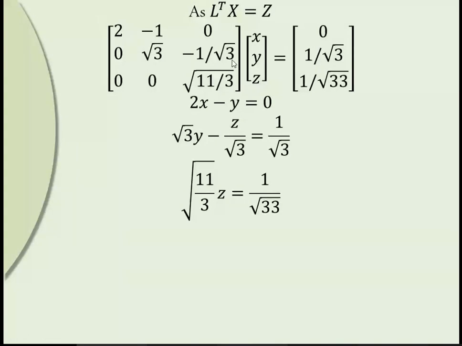x minus y plus 0z equal to 0, 0x plus root 3 y minus 1 by root 3 z equal to 1 by root 3, 0 into x plus 0 into y plus root 11 by 3 into z equal to 1 by root 33. So from the last equation we get z, put it into the previous, that gives us y, put y and z into the previous, that gives us x. So from the last equation we get z equal to 1 by 11, put it into the previous, that gives us y equal to 4 by 11, put this into the previous equation, gives us x equal to 2 by 11.